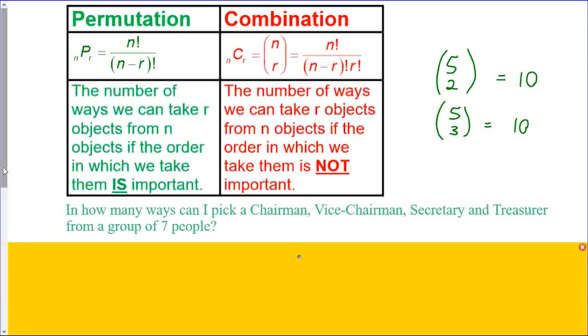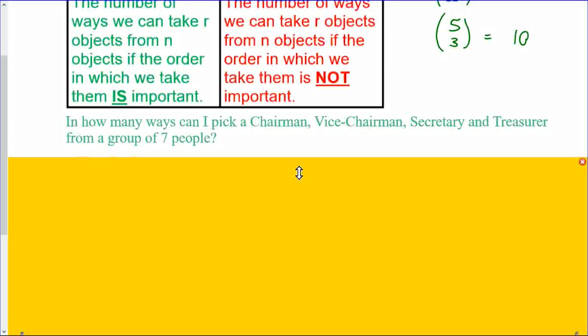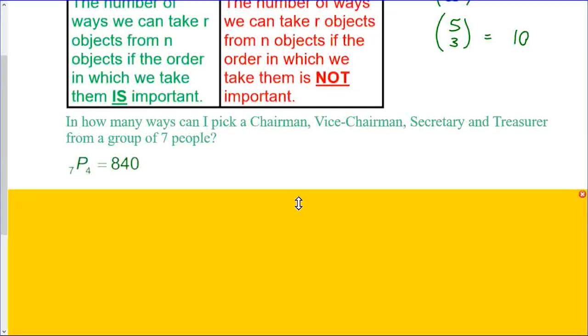In how many ways can I pick a chairman, a vice chairman, a secretary, and a treasurer from a group of 7 people? So there are 4 roles or 4 positions. So it's literally 7 permutation 4. For example, if I pick Smith, Jones, Harrison, and Ward, that would be different to picking Smith, Harrison, Jones, and Ward. The reason being is that the different order in which I pick them is the assignment of the positions. So the positions could refer to positions as in titles, or positions as in places or rankings.